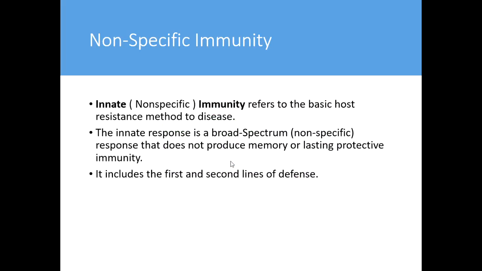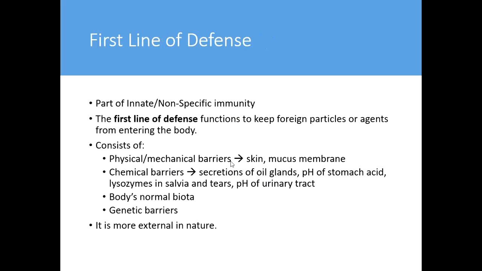So let's talk just a little bit more about non-specific, or just to refresh what I just said. First of all, it is what you're born with. It's innate. So it is your basic mechanisms that are going to be the first and second lines of defense. They're going to be very broad spectrum. They're going to react the same way regardless of the type of antigen or foreign body. They're not going to produce immunity or long-term protective immune response.